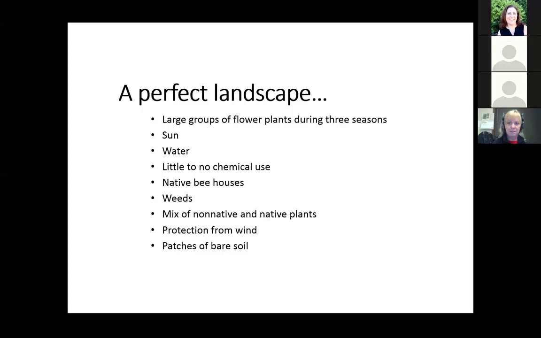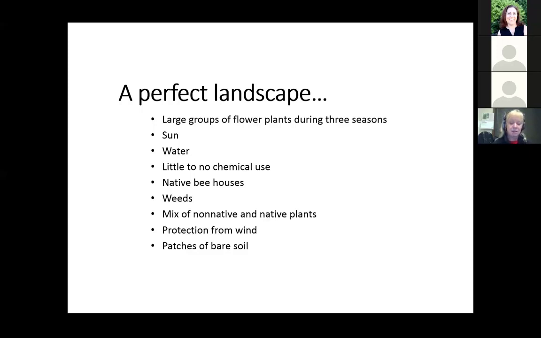Weeds are, fortunately or unfortunately, a really big part of a really good pollinator habitat. They're some of the best as far as providing the necessary proteins that insects, pollinators specifically, need, nectar as well. But there's just so many that are really good for pollinators that, again, you just need to relax. It'll be okay.